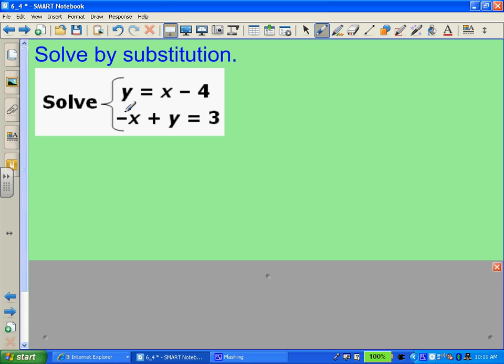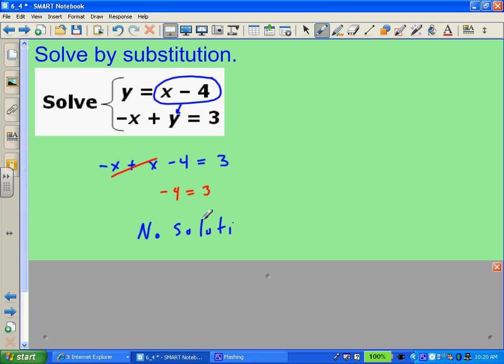Now here's the same system. Let's say that we want to solve it using substitution. Well, y is already solved for, so I'm going to take this x minus 4 and put it in for the y. So I'd have -x plus x minus 4 equals 3. You can see here -x plus x is 0, so my x's cancel out. Then all I have left is -4 equals 3. And just like before, I ask, is this a true or a false statement? Well, it's false. -4 does not equal 3. So, just like with identities and contradictions, we know that this system has no solution.